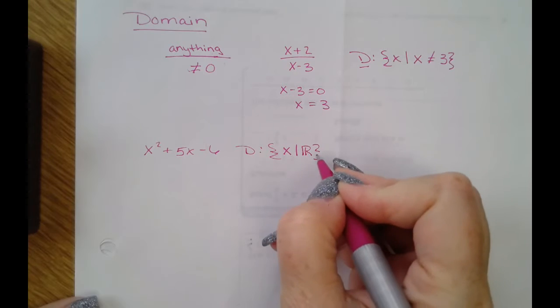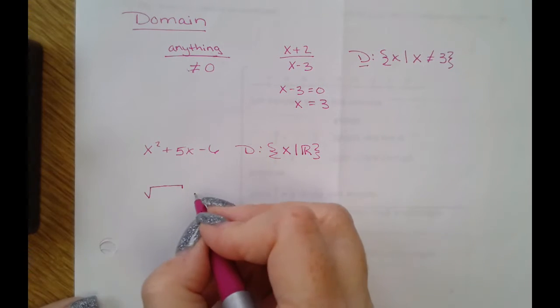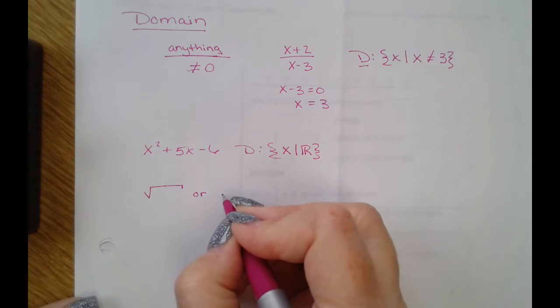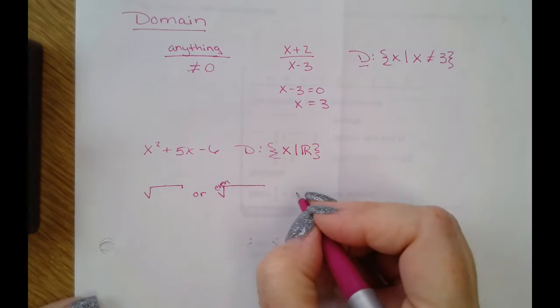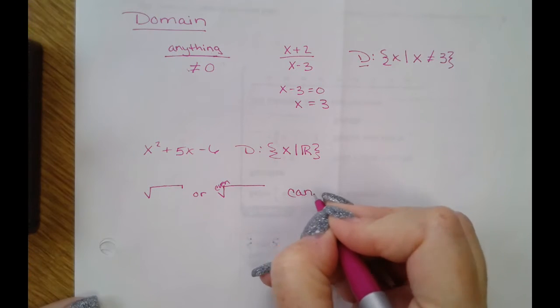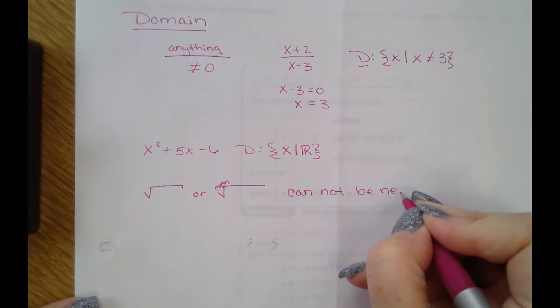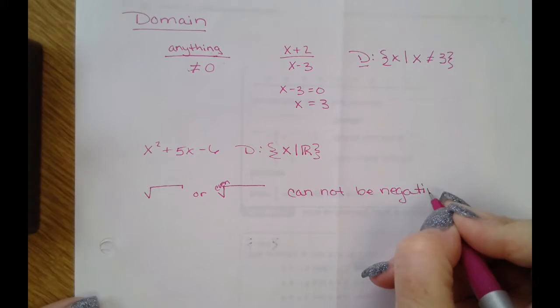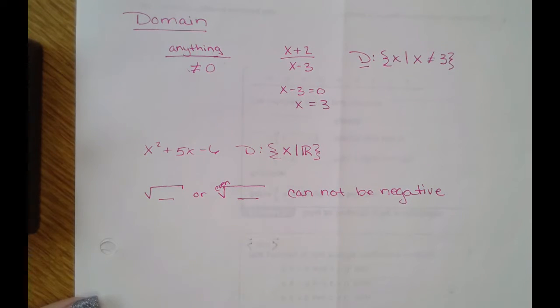And a square root or any even root, so the number here would be even, cannot be negative. And that's the radicand, that's what's underneath, it can't be negative. So the first non-negative number we have is 0. So we would set whatever is there to 0.